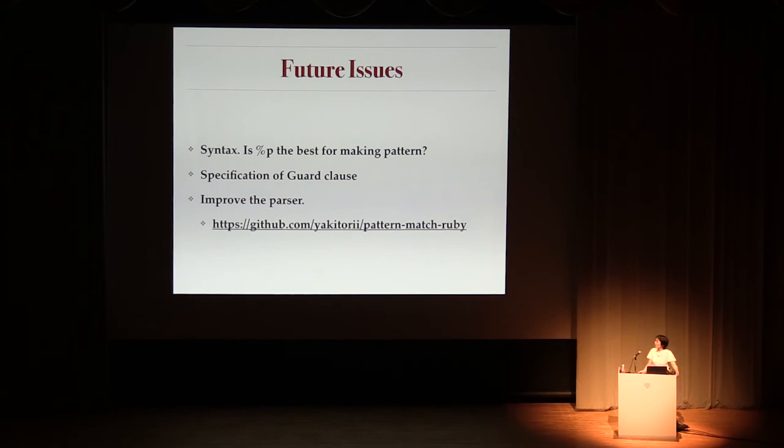Is the syntax percent P the best for making patterns? I'm not sure. It's similar to parse.y, but I want a better literal. If you come across a better literal, please tell me. And the specification of guard clauses: Elixir's guard clauses make it possible to check more complex conditions. And improve my parser. The parser of Patamachi is very narrow, with only very limited patterns, and very buggy. My buggy script is here. Please try it, and I welcome your opinion. Thank you.